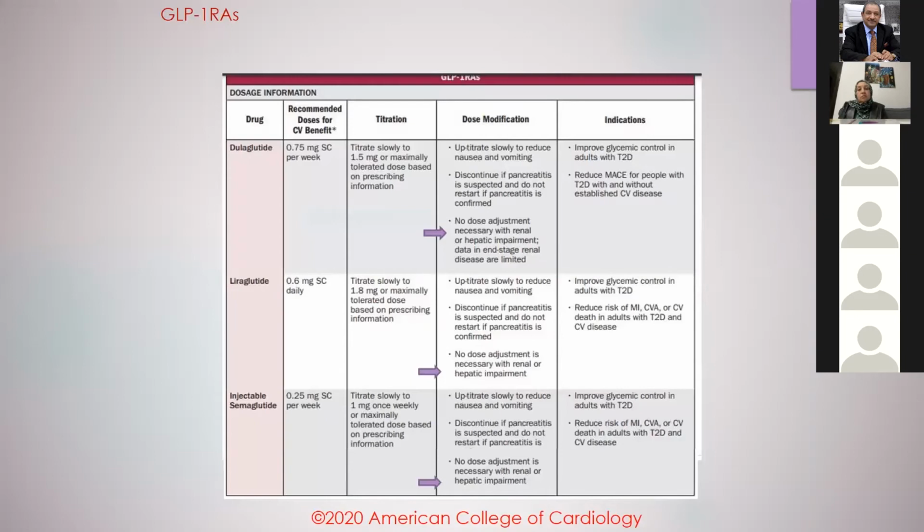This is also important. No dose adjustment necessary with renal or hepatic impairment. The data in end-stage renal disease are limited. So in spite of having no limitation in hepatic or renal impairment, the data is limited. There is not enough data.